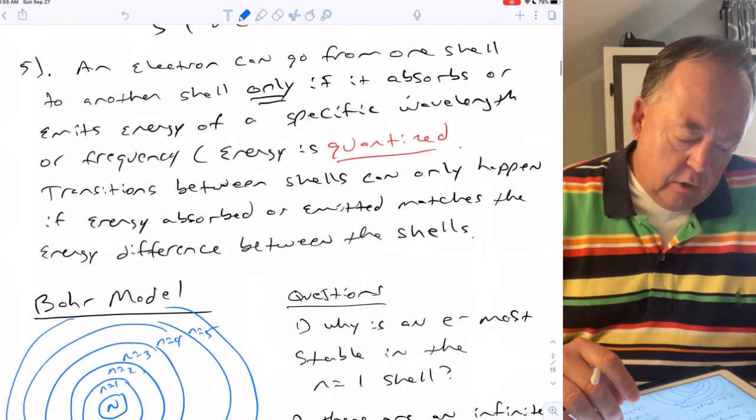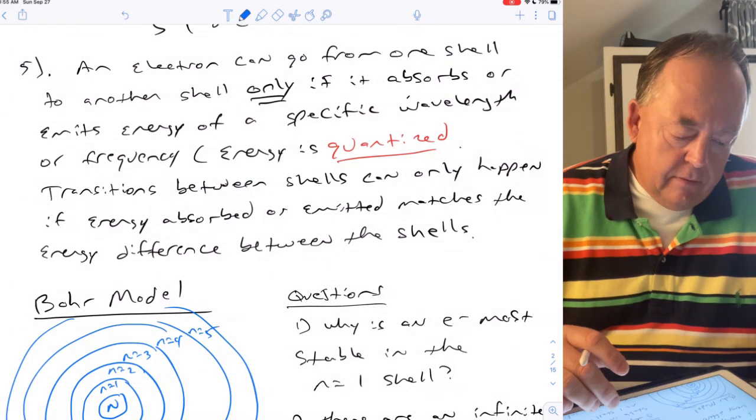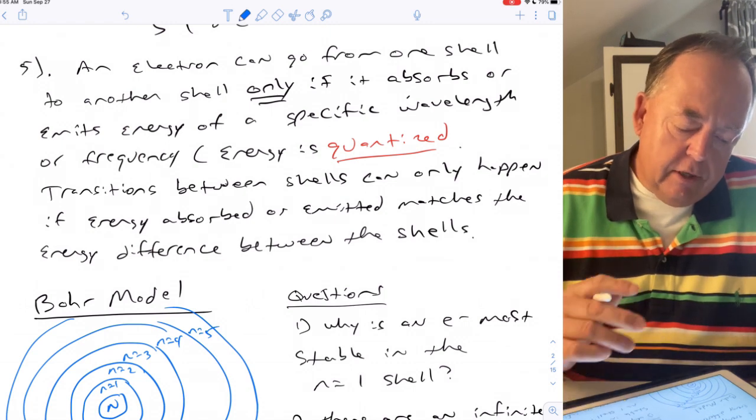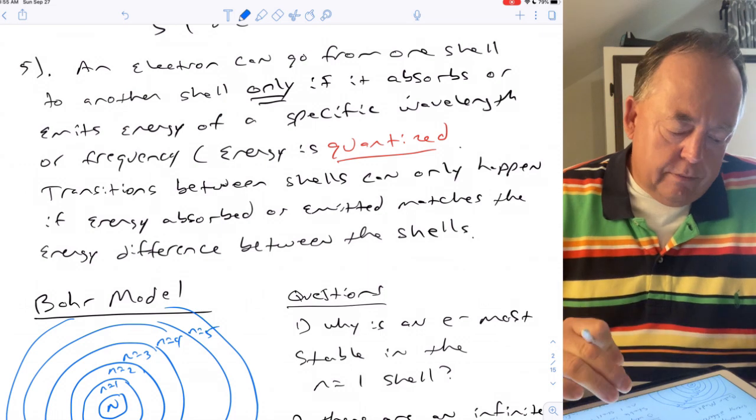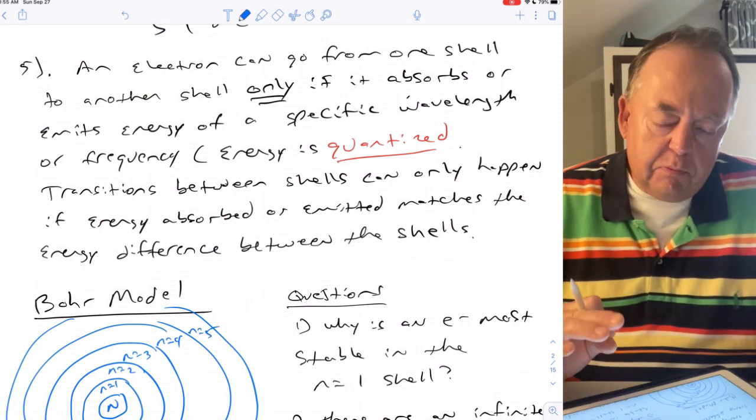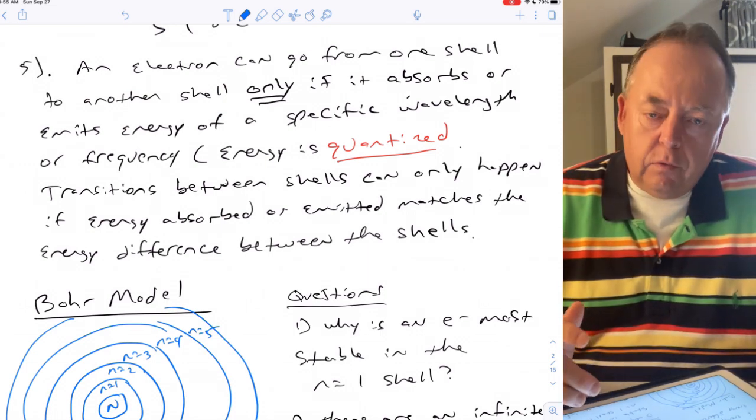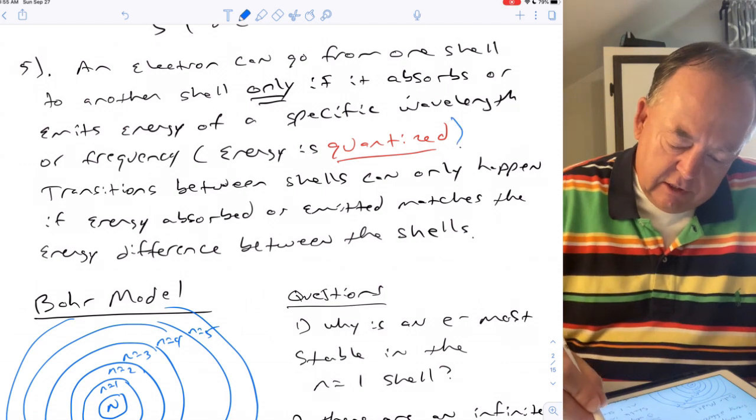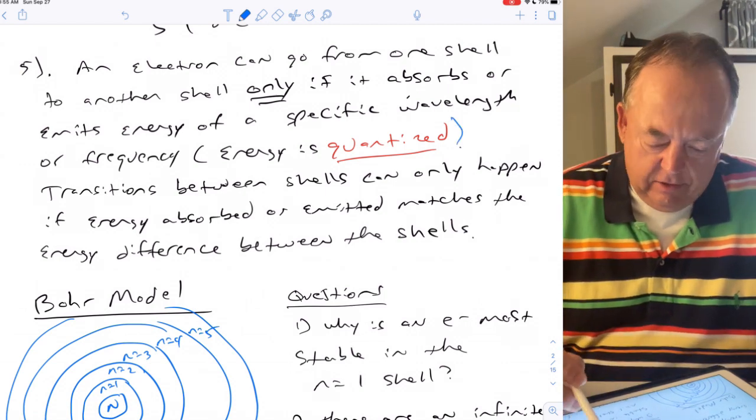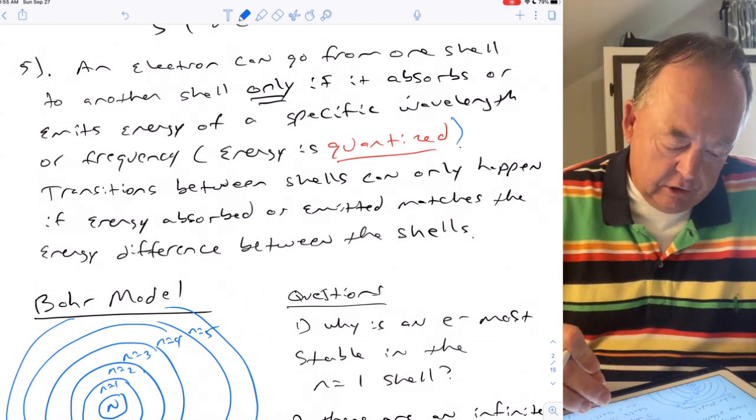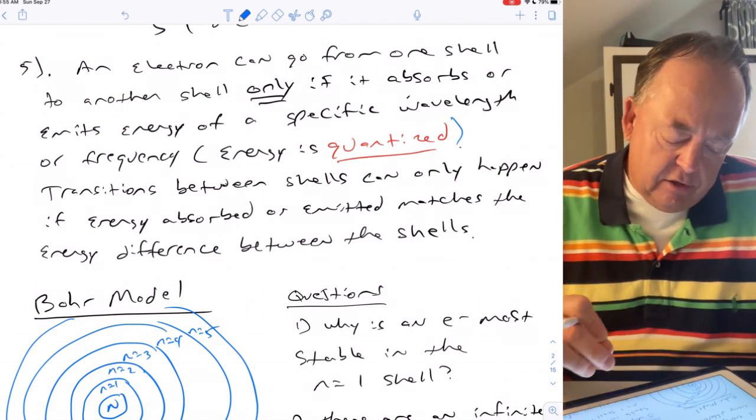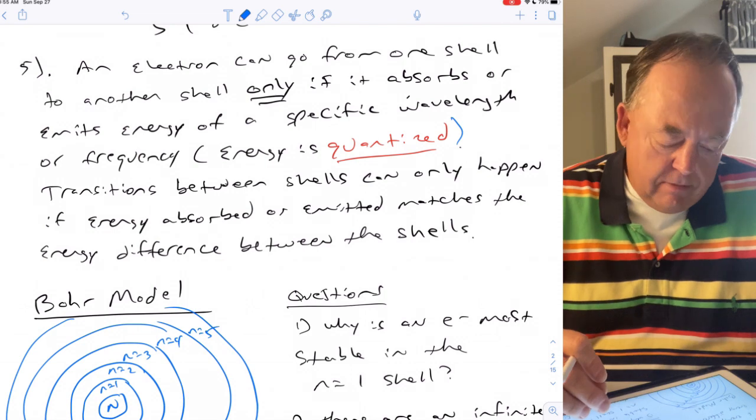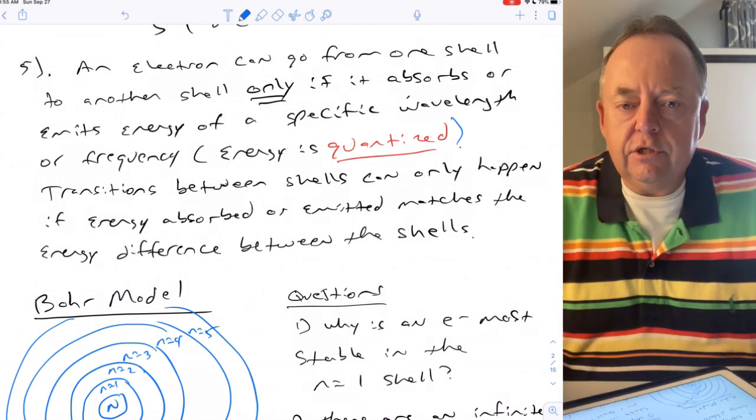Okay, and then another main principle from the Bohr model: you can move electrons between shells, but only if it absorbs or emits energy of a specific wavelength or a specific frequency. That's this concept that energy is quantized, and we'll talk more about that at the end of the lecture. Transitions between shells can only happen if the energy absorbed or emitted by an electron matches the energy difference between the shells.